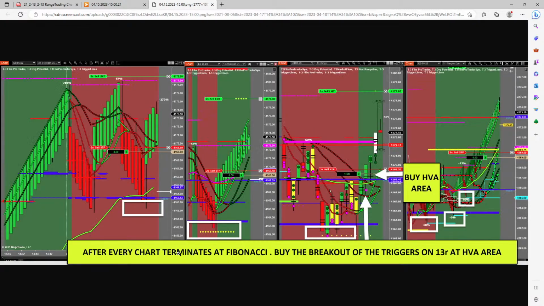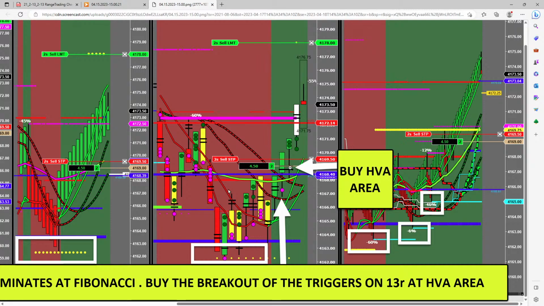After every chart has a termination at a Fibonacci, then I'll buy the breakout of the triggers on the 13 range at the area. Now, doesn't that look like a momentum look on your 5-1 at the same time? What do you think? All right. Questions about this one? I hope I'm not losing everybody.